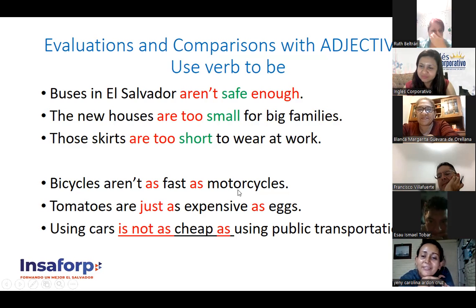Okay. So you can see here, what are the adjectives in the comparisons?